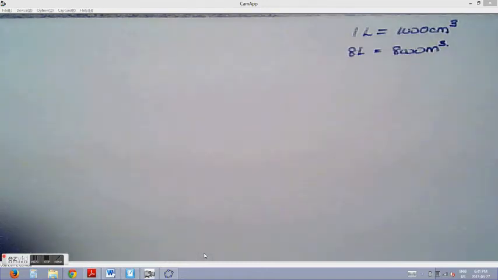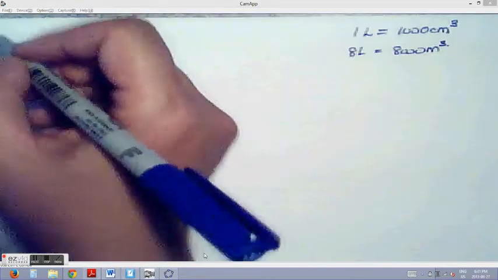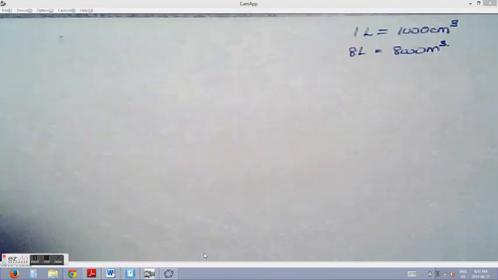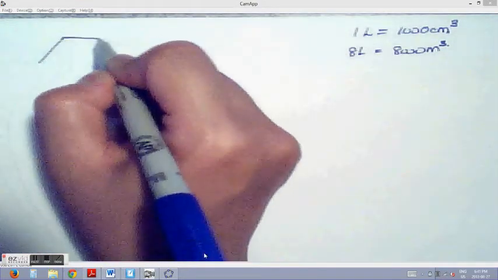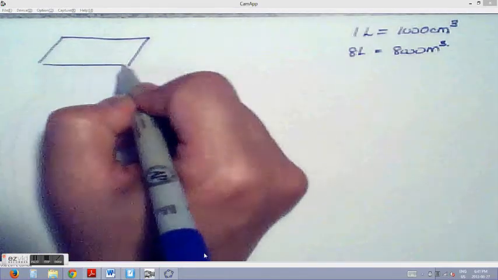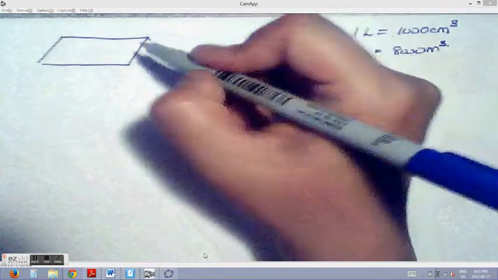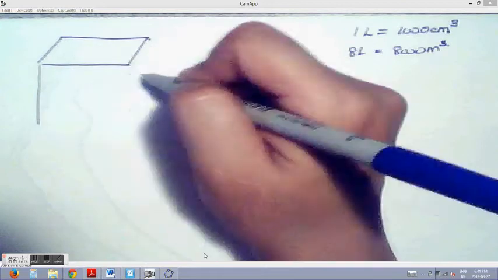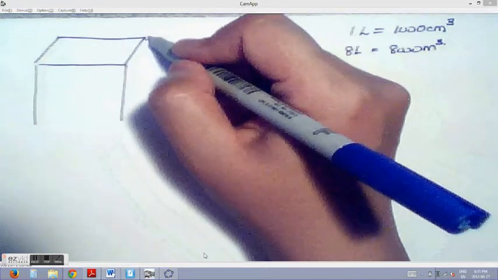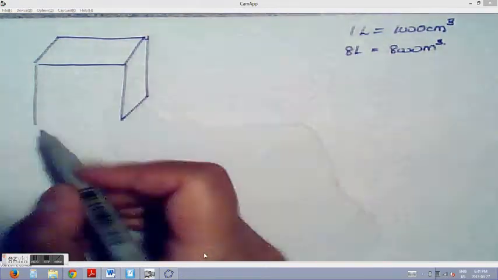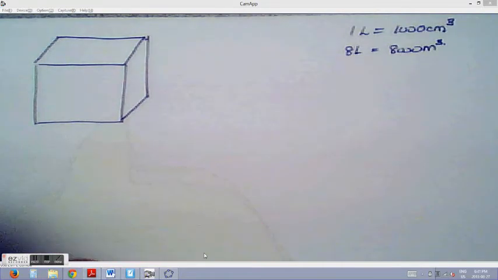Okay, so first things first, let's draw the diagram. We were given a diagram, but that's okay. I'm just going to redraw it for us. So here we are. I'm not an artist, so I'll do my best. That's not too bad anyway.